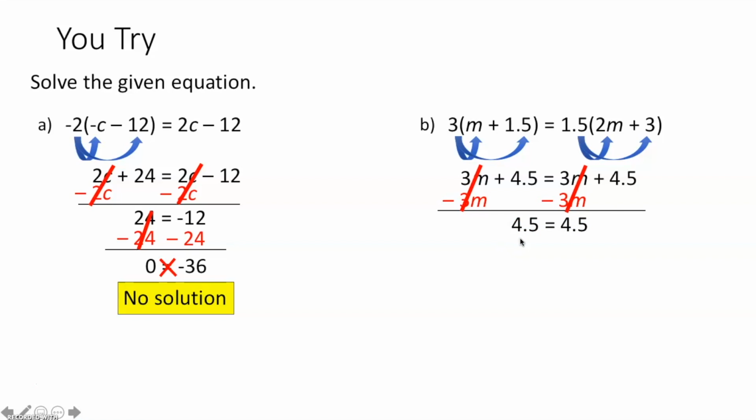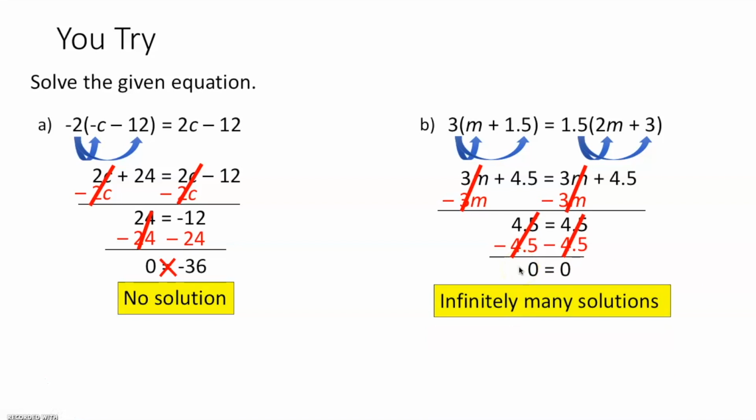Move my constants to the right with step 3. So I subtract 4.5 from both sides. They both cancel out. I'm again left with 0 is equal to 0, which signals to you one more time that your answer is infinitely many solutions. Now let's do our word problem.